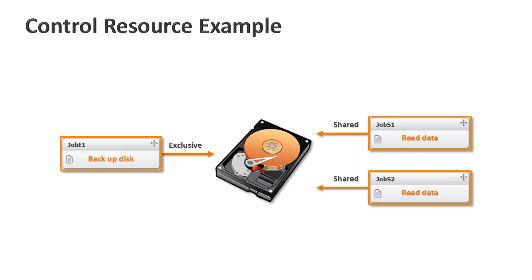Jobs S1 and S2 can both run at the same time. If Job S1 is running, Job S2 can be submitted and vice versa. If Job E1 requests the resource while either or both Jobs S1 and S2 are running, Job E1 won't run.